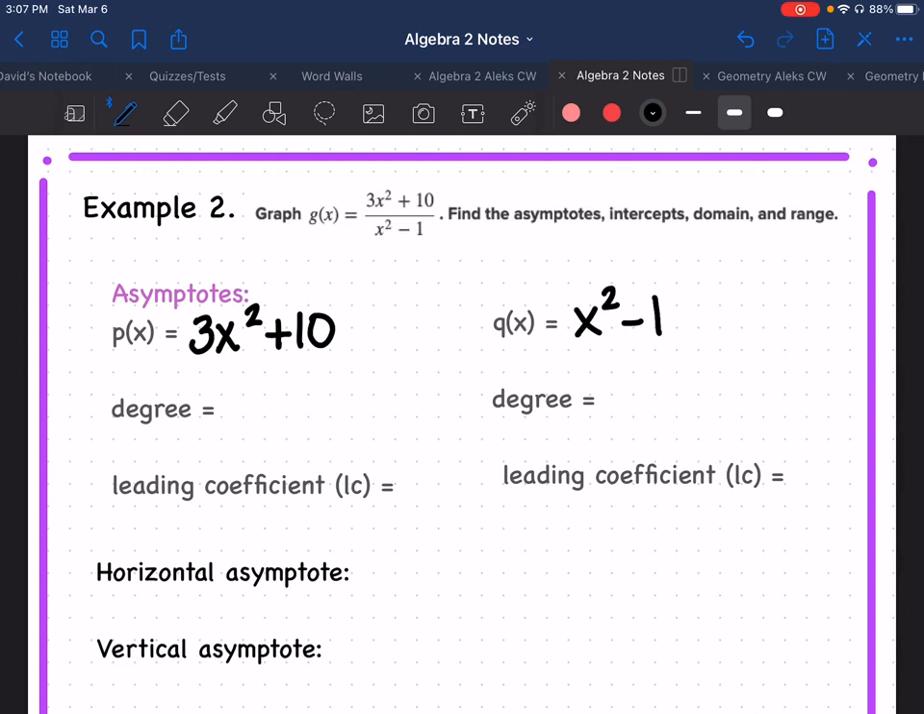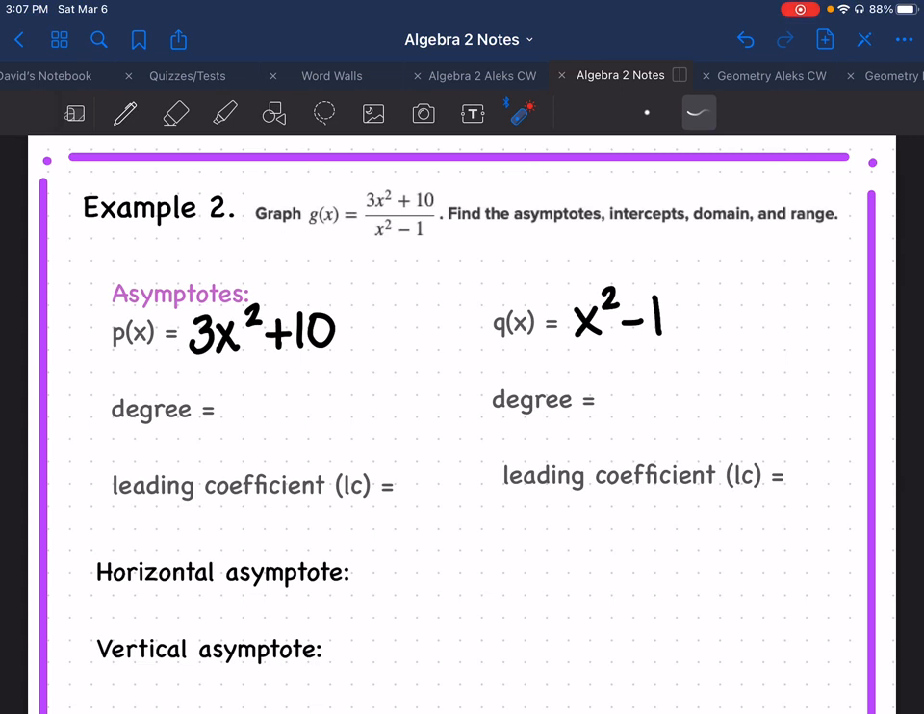It's always a good idea to look at P of X and Q of X and ask yourself, can I factor? So to factor P of X, the 3 and the 10 would have to have a common factor. 1 times 3, 1 times 10, 2 times 5. Their only common factor is the 1, and if I divide by 1, it's not going to change. So that one is not factorable.